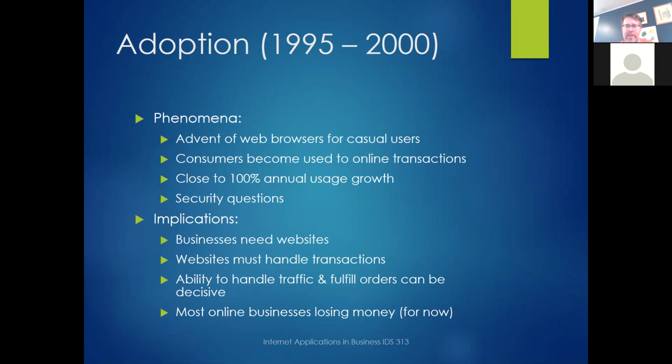So that ability to handle both the network traffic and then the physical side of putting together packages, that was a huge thing. People knew that when they went to Amazon, they would get their order shipped on time. And last, most of these online businesses were losing money. So Amazon had been around for a few years by then. By 2000, they didn't show an actual profit for another 10 years.